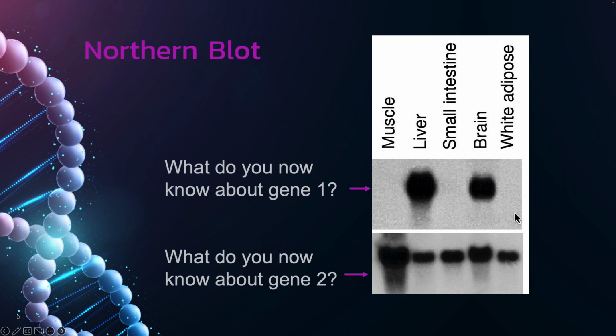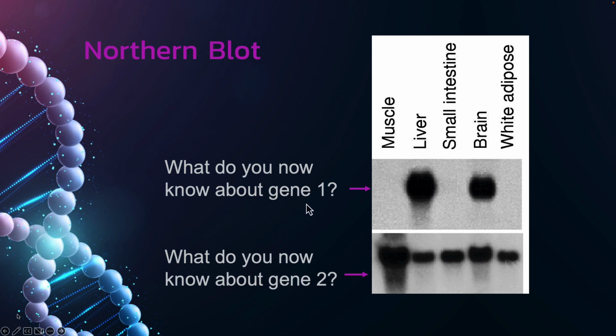I ran it out on the gel. And I have 2 genes I'm interested in, gene 1 and gene 2. I don't know where those genes are expressed, but I want to test these 5 tissues. And so if I do a Northern blot, I run out my muscle RNA, liver RNA, etc. on the gel. I do my transfer. I have my probe I've designed, 1 probe for gene 1, 1 probe for gene 2.